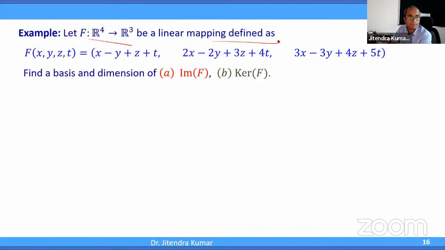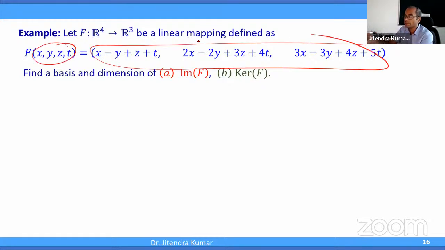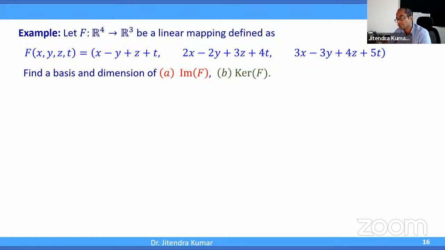It's a linear map which is defined with this transformation, f(x, y, z, t) is given by this transformation. So as you can see, this is R4. The element of R4 is mapped to the element of R3, so we have three tuples here. Find a basis and the dimension of the image and the kernel. These two things we have to find, the image of f and the kernel of f.